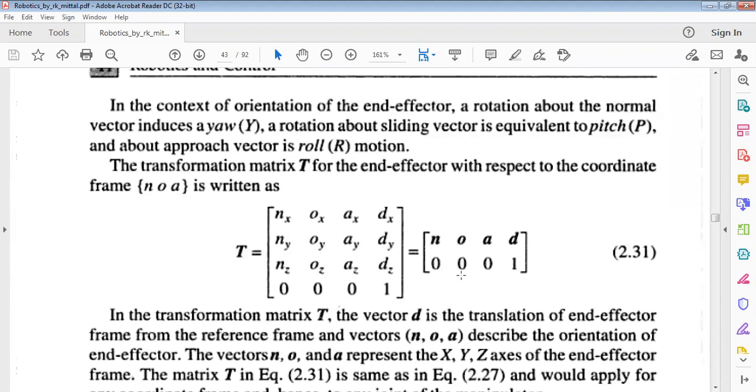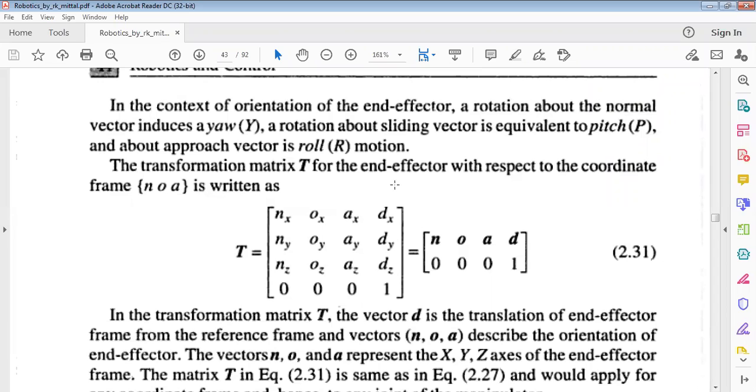Now let us see the transformation matrix for the end effector, with respect to the coordinate frame NOA. The transformation matrix for the end effector is: nx, ox, ax, dx; ny, oy, ay, dy; nz, oz, az, dz; 0, 0, 0, 1.